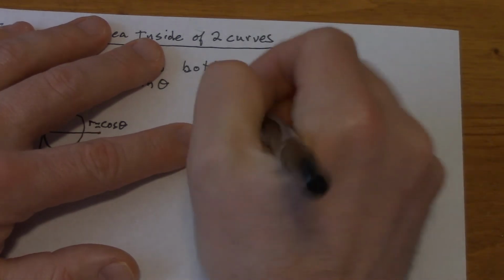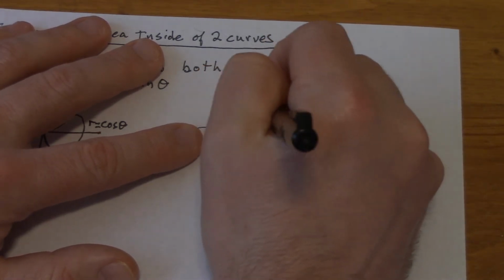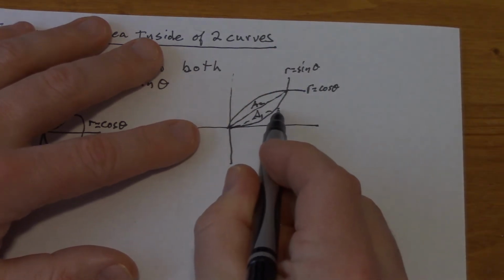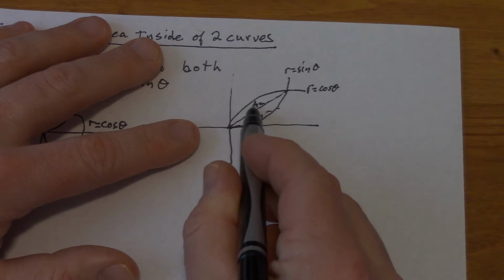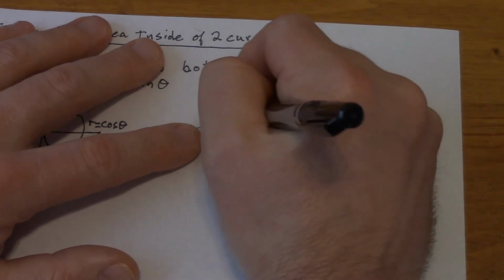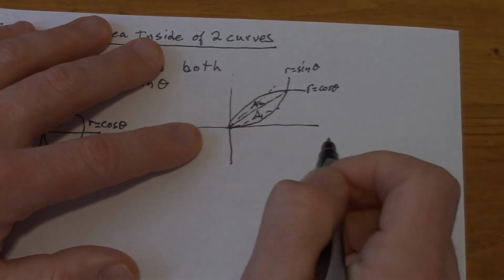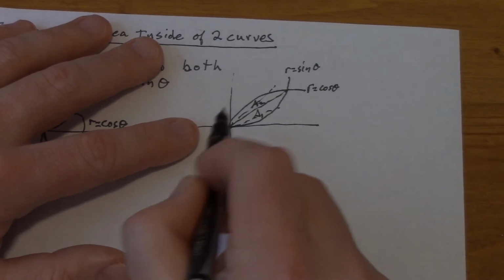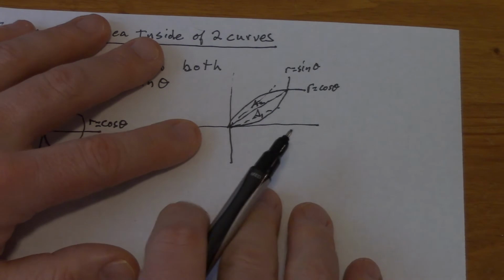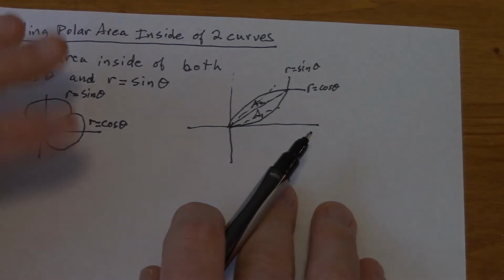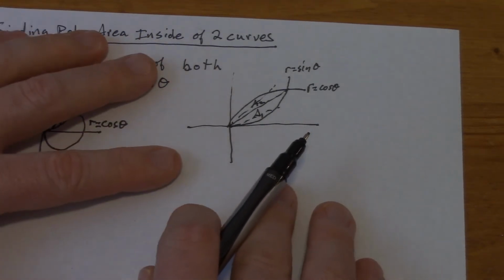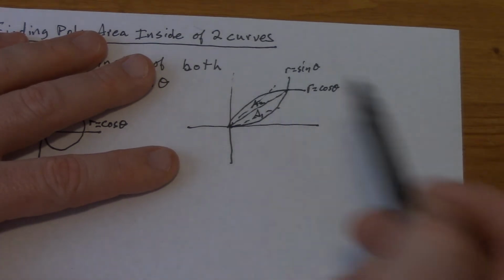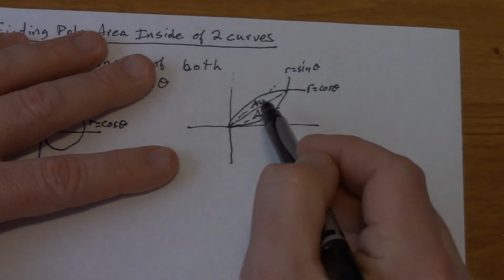So in region 1, in area 1, I hit the sine curve, but I don't hit the cosine curve. And for region 2, for area 2, if I were to go radially out, I hit the cosine curve, but I don't hit the sine curve. Now, we're in the first quadrant, so it's reasonable to assume that we're integrating from 0 to pi over 2, but it's going to be two separate intervals because I've got two different regions.